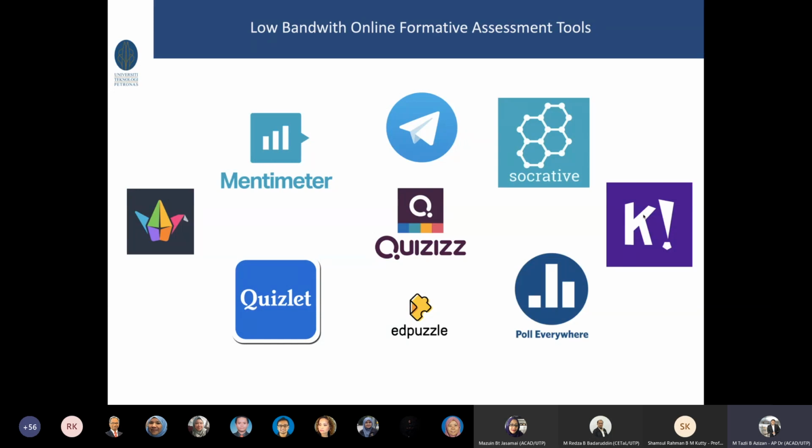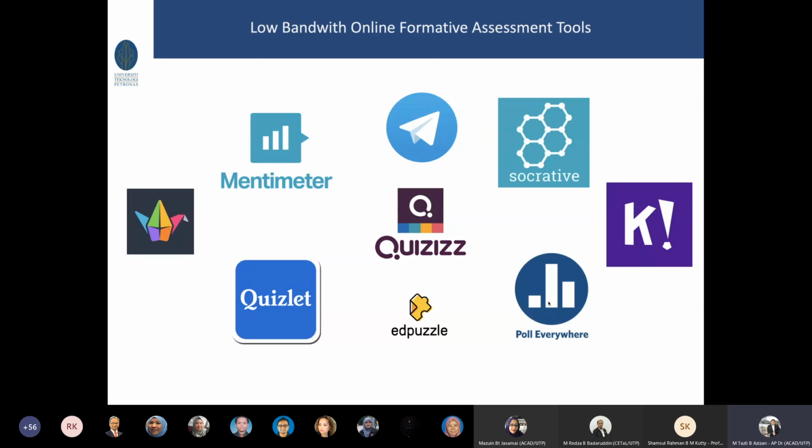Some of the tools that I feel are suitable for engagement are Mentimeter, Padlet, and you can have quizzes. For example, if you use Edpuzzle, this can be incorporated in your videos. Whenever the students watch the videos, in between they need to answer certain quizzes. Only then will they be able to proceed with the next part of the videos. We can also have Socrative, as you shared earlier. Poll Everywhere is also another option for polling.